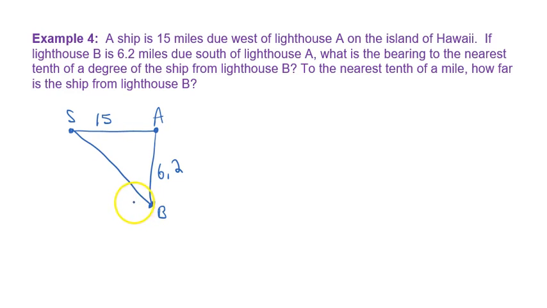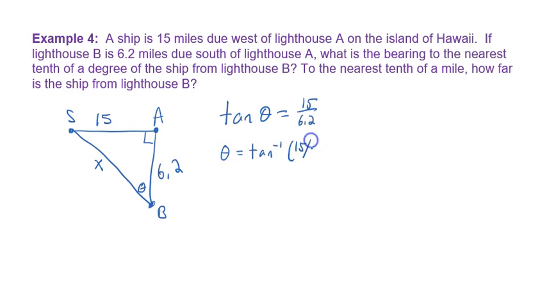And so that ship from Lighthouse B, if you're looking from Lighthouse B, we're looking at this angle right here. And then how far is it to the nearest tenth of a mile? So we'll call this x. So I'm first of all going to use tangent to get this angle because I have the opposite and adjacent sides. This would be my 90 degree up here. So I'm going to say tangent of theta is 15 over 6.2. Because I'm missing an angle, that's when I have to use the inverse. So tangent inverse 15 over 6.2.